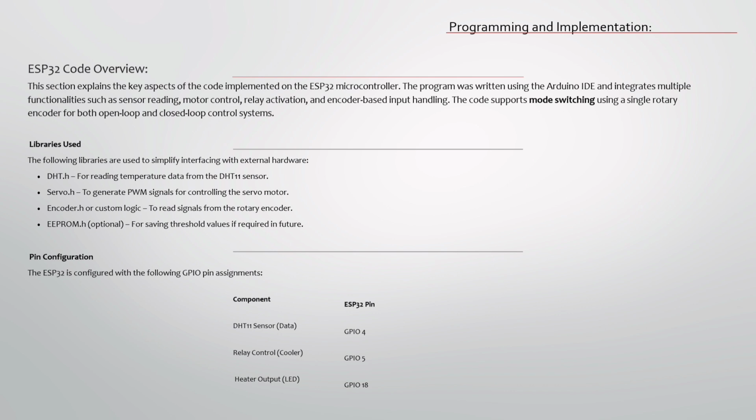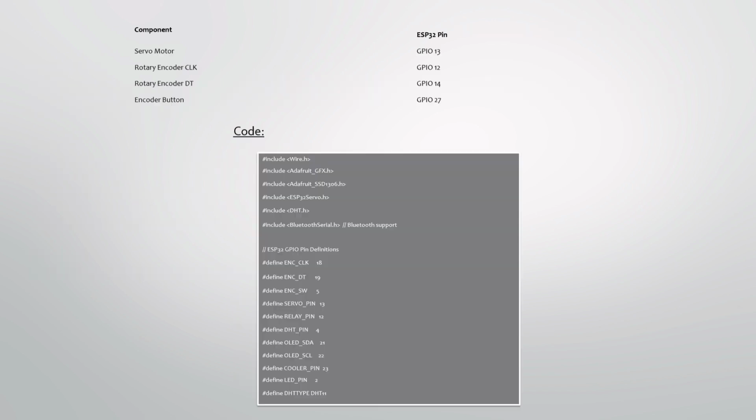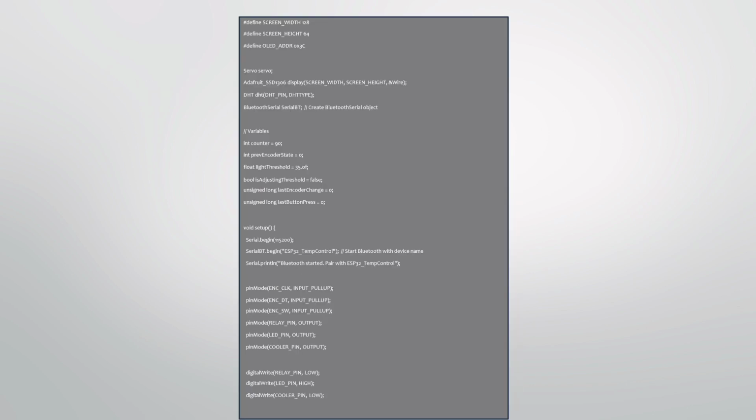Now, the programming and code snippet. All this is programmed using Arduino IDE. We used libraries for DHT, servo, encoder, and OLED. The code also supports Bluetooth monitoring and can be expanded for wireless control.